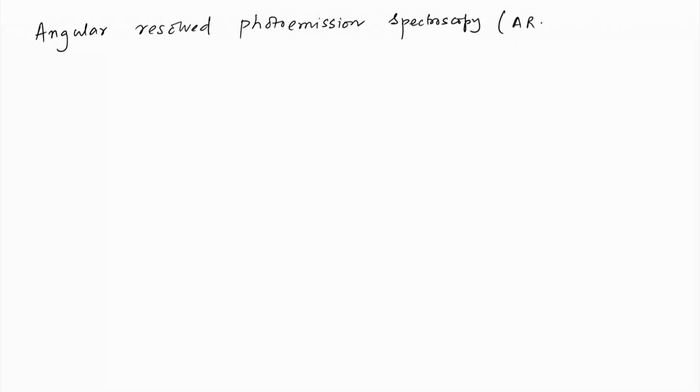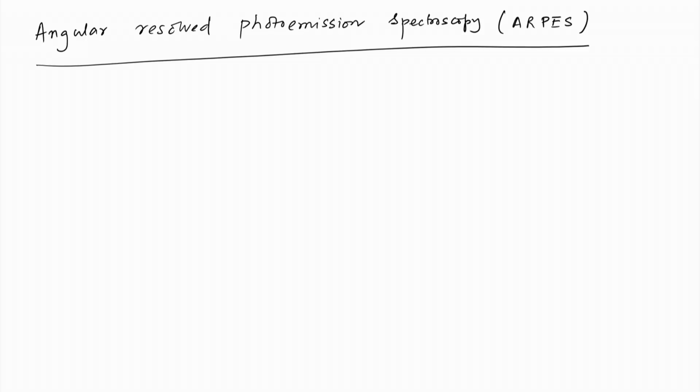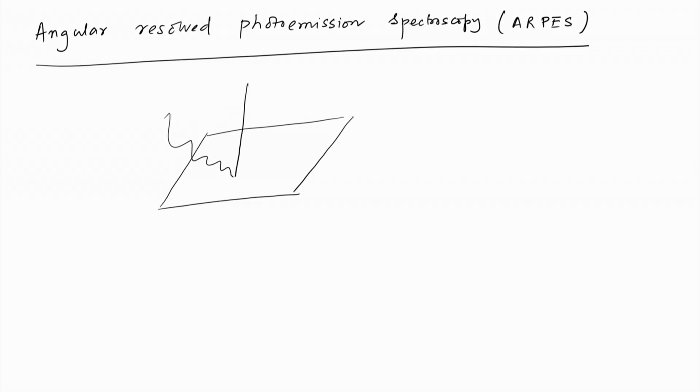And let us now see a possible experiment that can determine a gap structure of this kind, and that is called angle resolved photoemission spectroscopy. In short, it is called ARPES. Let us draw this. So, this is the surface of a superconductor, and there is a photon that comes. Let us draw the coordinate axis here.